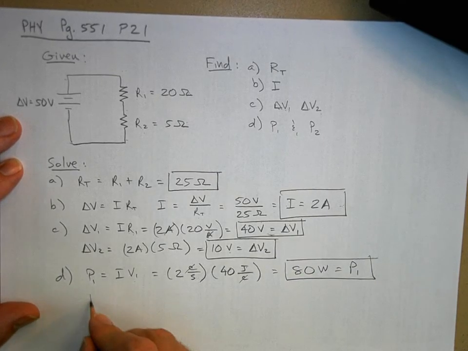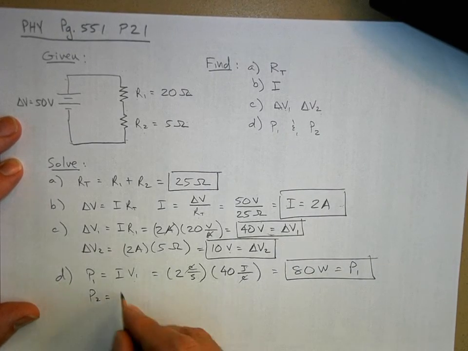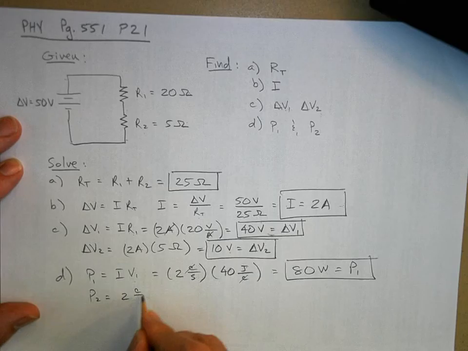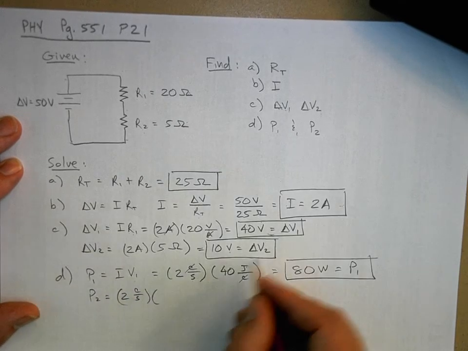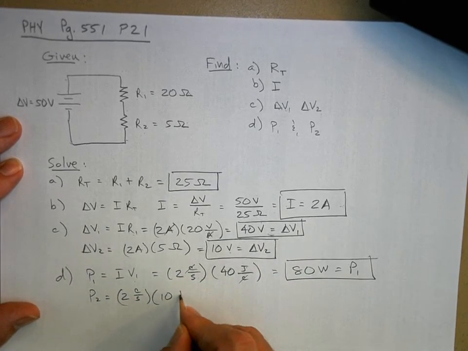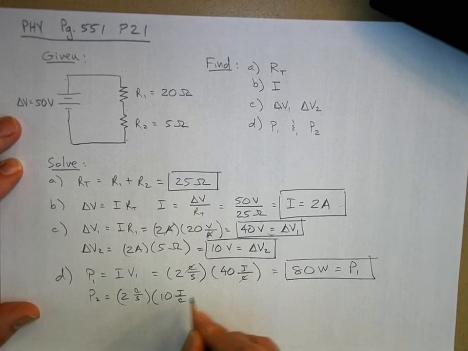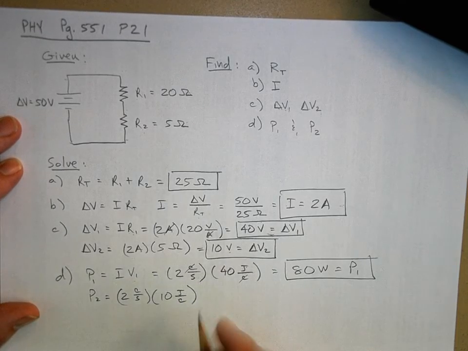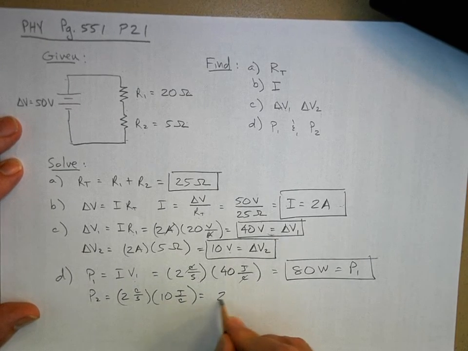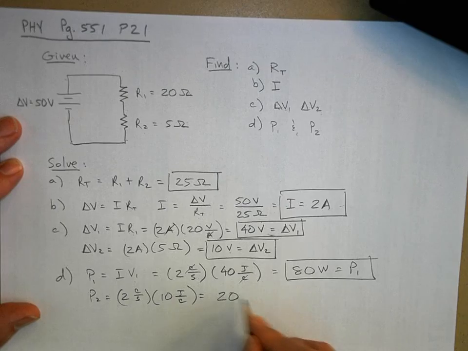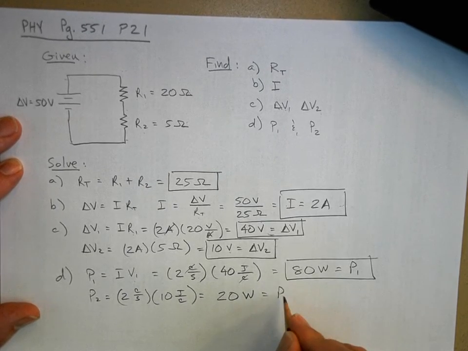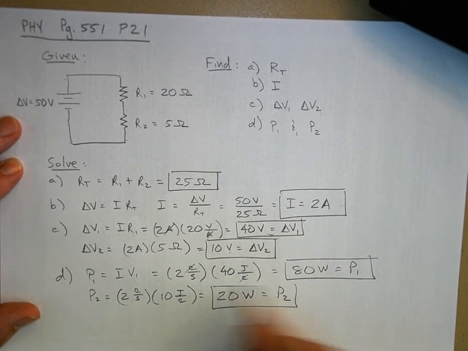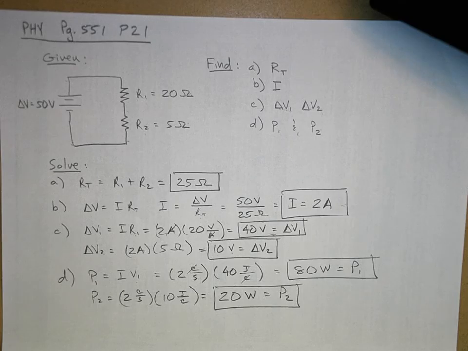And then for P2, we do the same thing. We have the same current, but we only have 10 volts, 10 joules per coulomb. So that gives me 20 watts is equal to P2, which completes the problem.